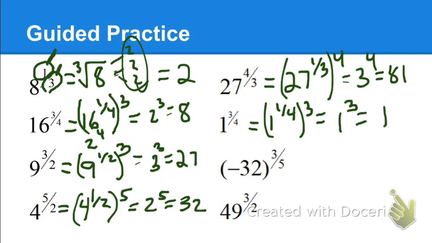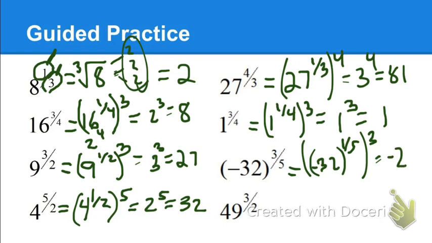Alright, negative 32 to the 3/5 power. That is the same thing as negative 32 to the 1/5 power cubed. Negative 32 to the 1/5 power is just going to be negative 2, because negative 2 times itself 5 times is going to be negative 32. And then cube that, and it's going to stay negative, and you get negative 8.